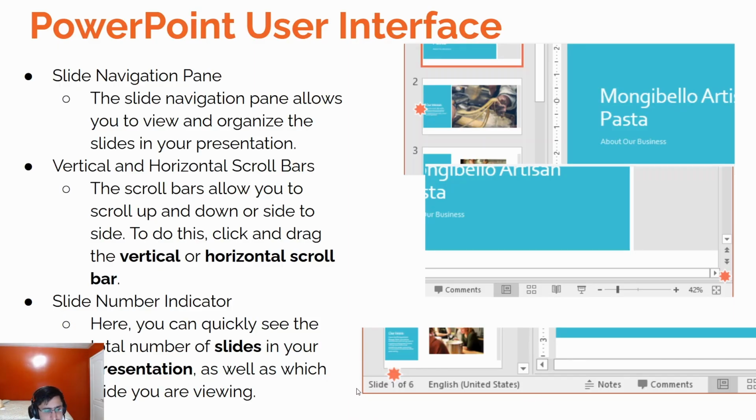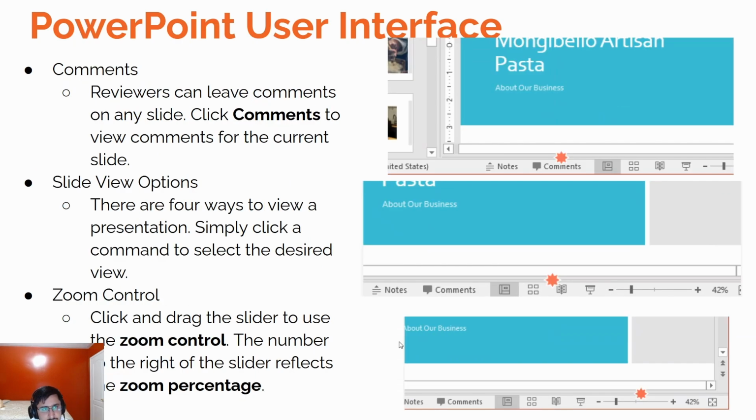Then also on the bottom left, we have the slide number indicator, which indicates how many slides are in our presentation, along with the slide we are viewing. Then here we have the comments tab, so reviewers can leave comments on any slide, and then we can click comments to view comments for the current slide. So remember, we went over comments and why they're so useful.